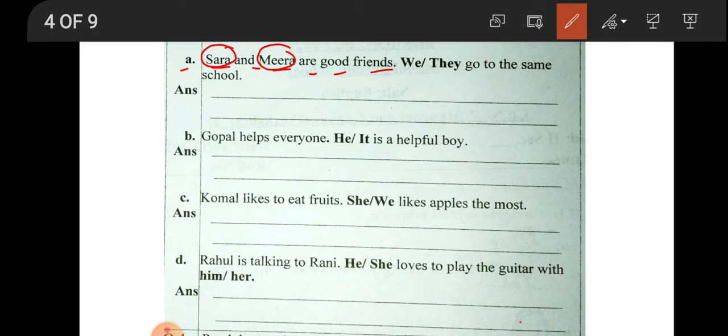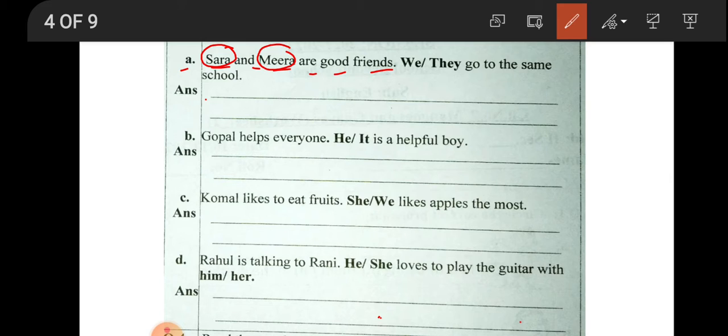Okay, हमको फिर से लिखना है. So let's write. Now you will write, Sarah and Meera are good friends. Okay, here we are talking about Sarah and Meera. Dash go to same school. We go to same school or they, because we are talking about them. So we नहीं आएगा. They are not talking to you directly. Now they are the third person now.